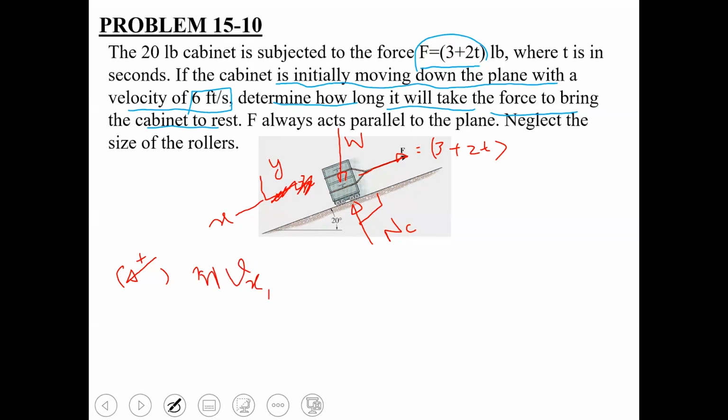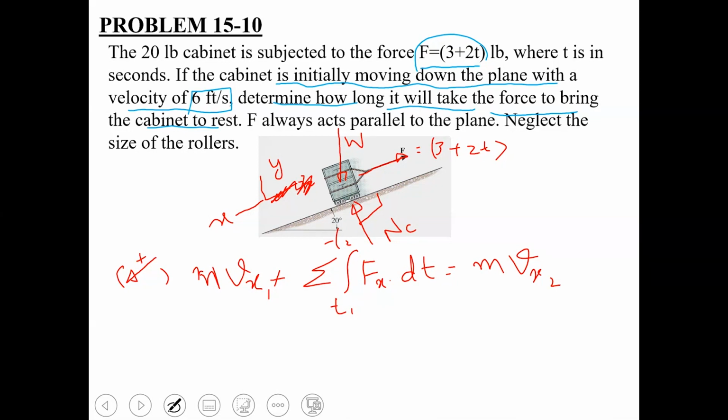Okay, the principle of impulse and momentum states that the initial momentum of this cabinet, which is being defined as mvx1, plus sum of all the impulses which are acting on this cabinet along the x-axis during time interval t1 to t2 should be equal to the final momentum of this cabinet along the x-axis. So this is the principle of impulse and momentum which is being applied on this particle along the x-axis. The principle says that the initial momentum of this cabinet along the x-axis plus sum of all the impulses that are acting on the cabinet along the x-axis should be equal to the final momentum of this cabinet along the x-axis.